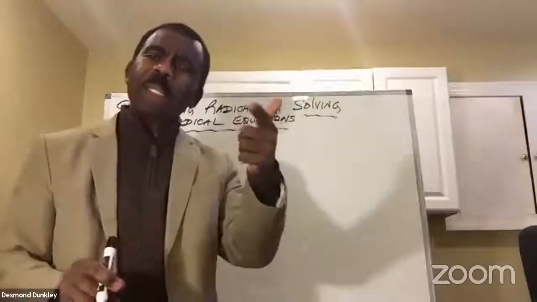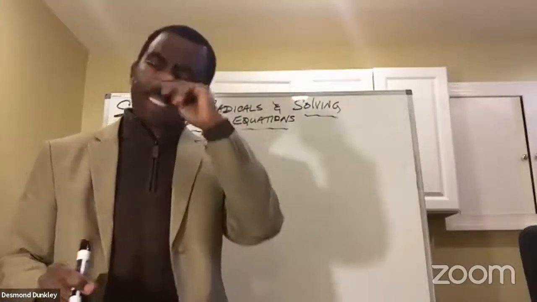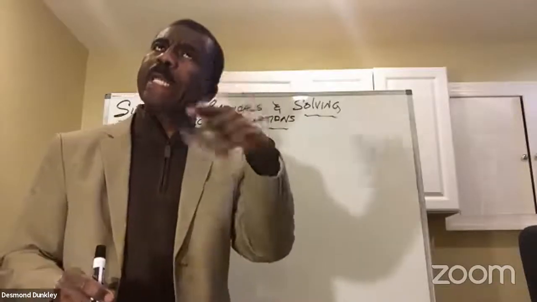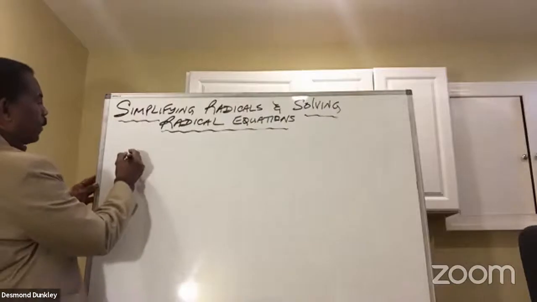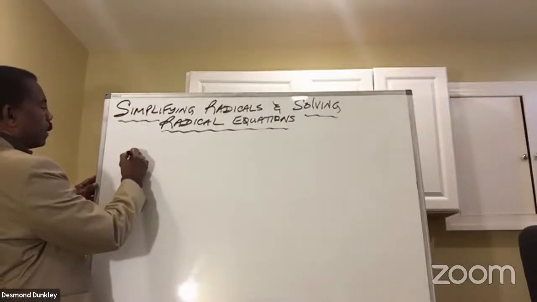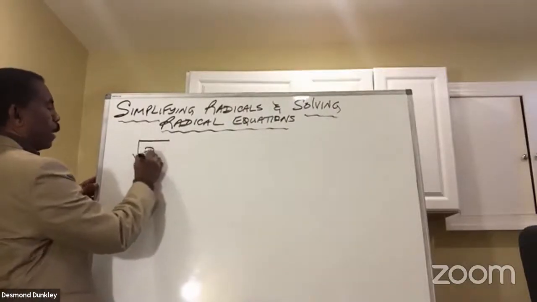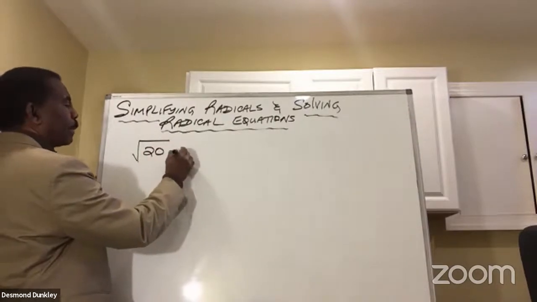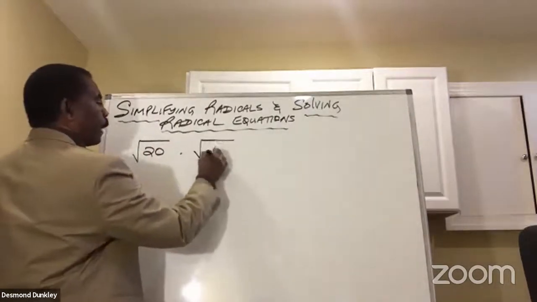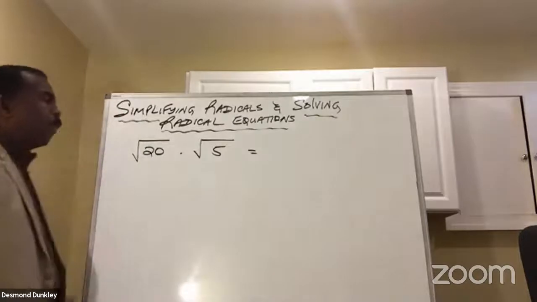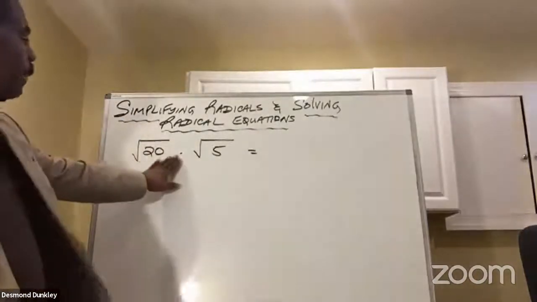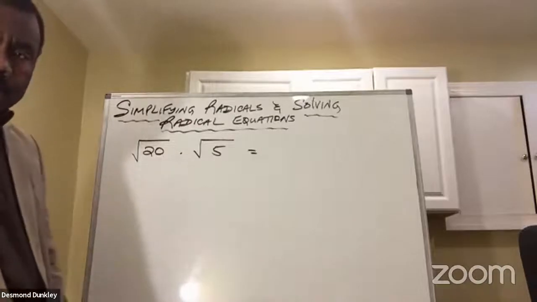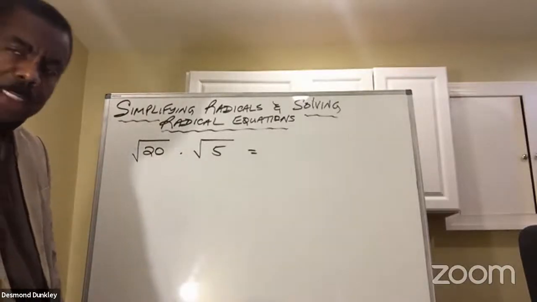So we did addition and we did multiplication of radicals. Let's try addition and subtraction. Let's try multiplication. If I ask you, what is the square root of 20 times the square root of 5? What's that equal to? You're multiplying two radicals. What's it equal to?